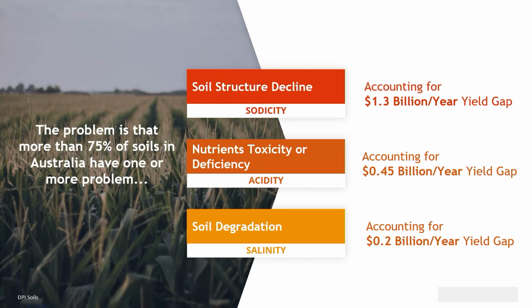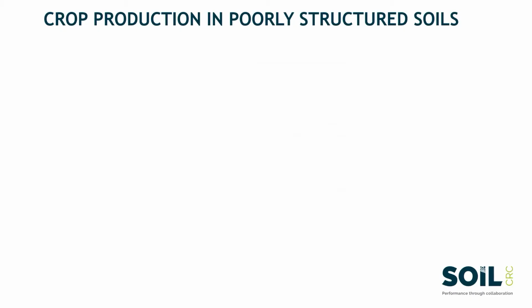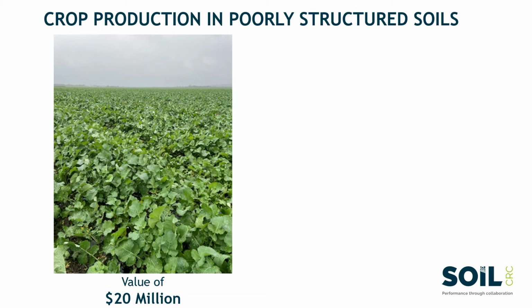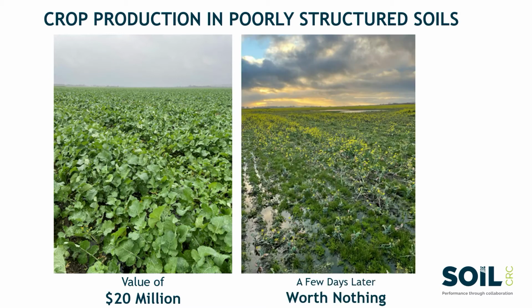similar impact. And the problem is that you may have a beautiful crop one day, which may be worth over $20 million estimated for that season, and then a few days later, and this is not strange over the last 2 growing seasons, that crop is worth nothing. And the reason for this is hidden in the soil.